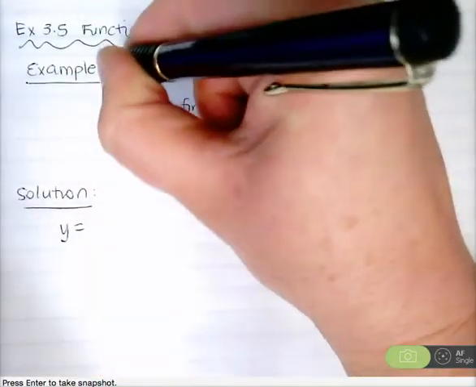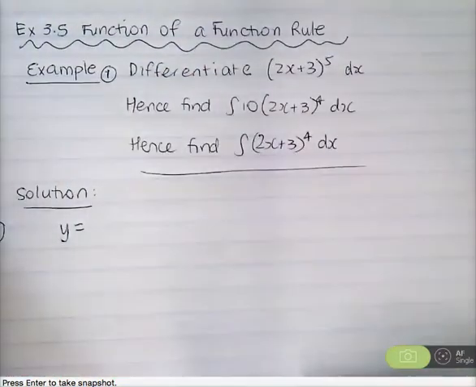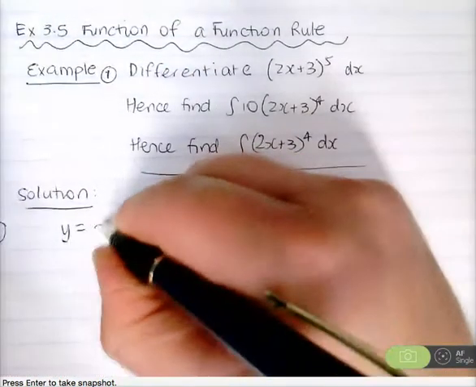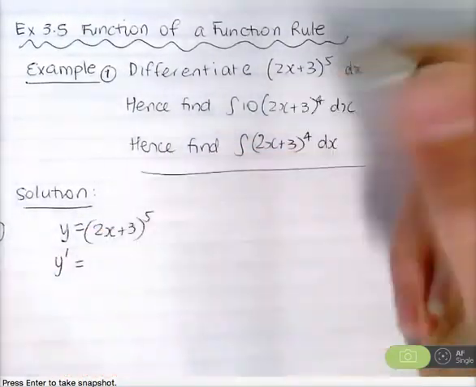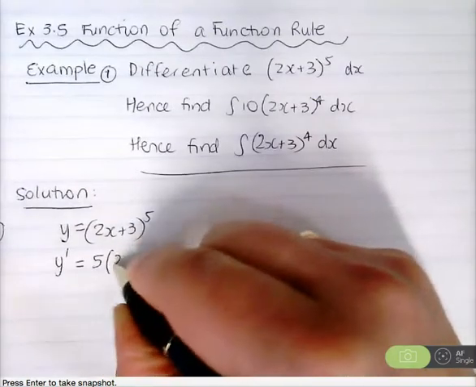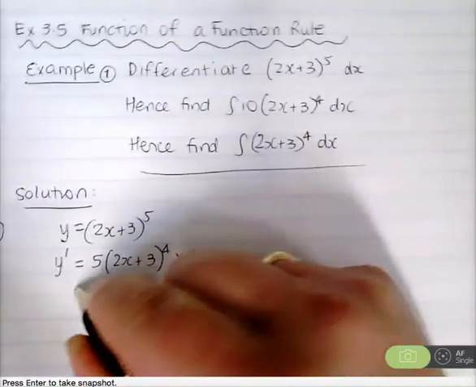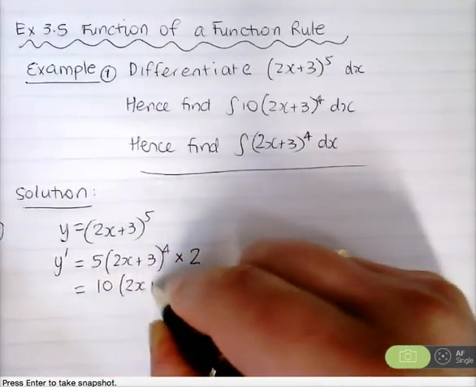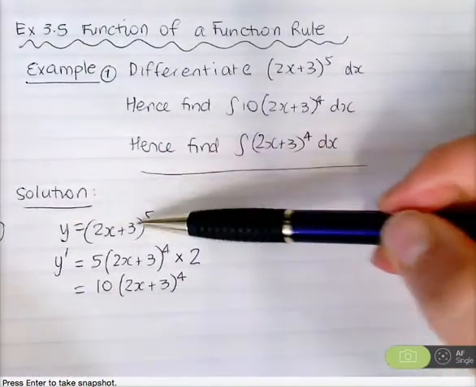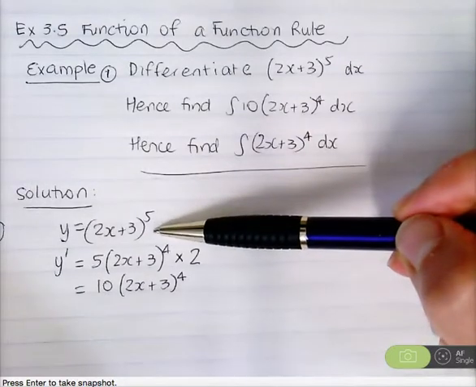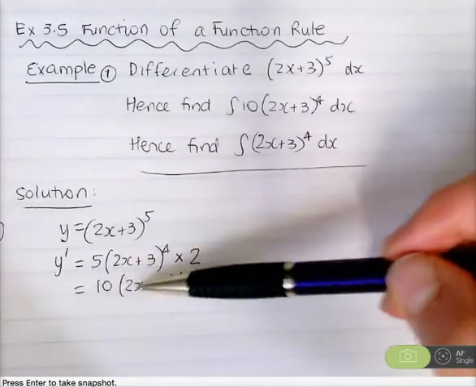So we're going to start off with this first bit, part 1, to differentiate (2x + 3)^5. So I've got y = (2x + 3)^5. Therefore y dashed, or dy/dx, will be: bring the 5 to the front, (2x + 3)^4, times differentiate what's inside, which is 2, and you get 10(2x + 3)^4. So if this is your original function, (2x + 3)^5, then if you differentiate it, the derivative is 10(2x + 3)^4.